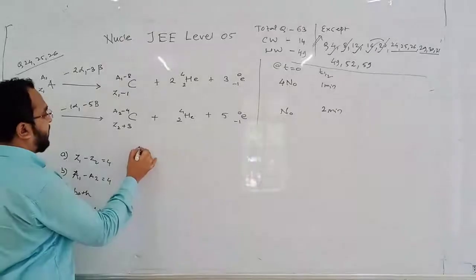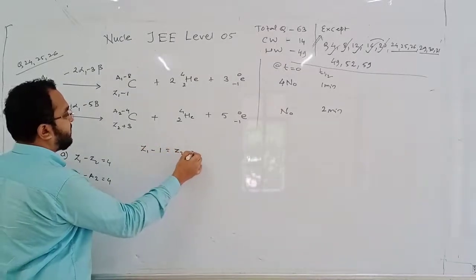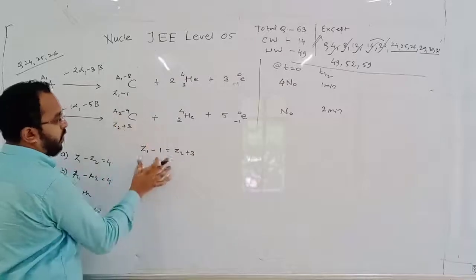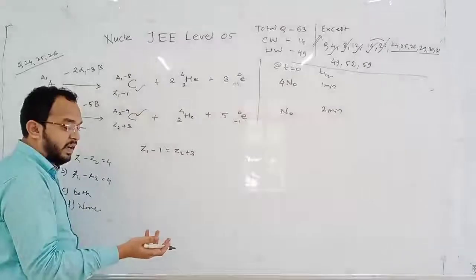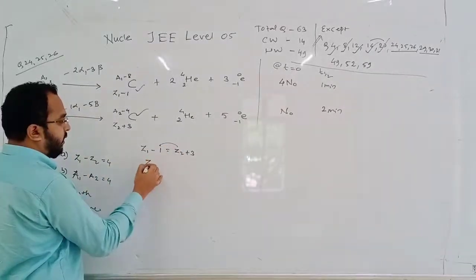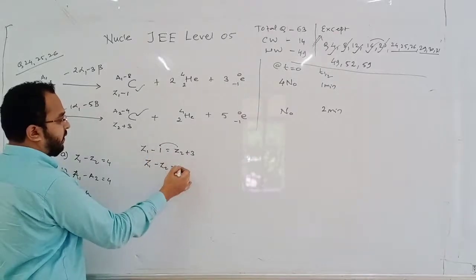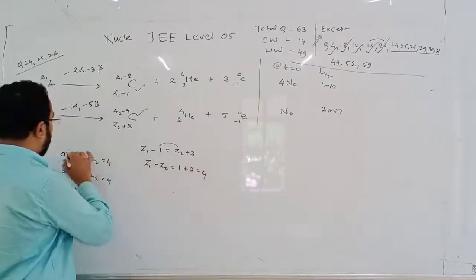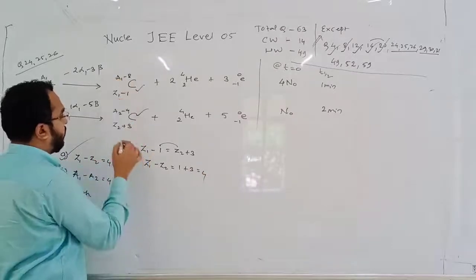So we can write the two equations. Z1 minus 1 is equal to Z2 plus 3. This is the equation of atomic numbers. Because C is nothing but the same element. Z1 minus Z2. So bring Z2 here. It will be Z1 minus Z2 minus 1 तिकडे येणार plus 1. 1 plus 3 is 4. Option A is correct. Now equate these two.